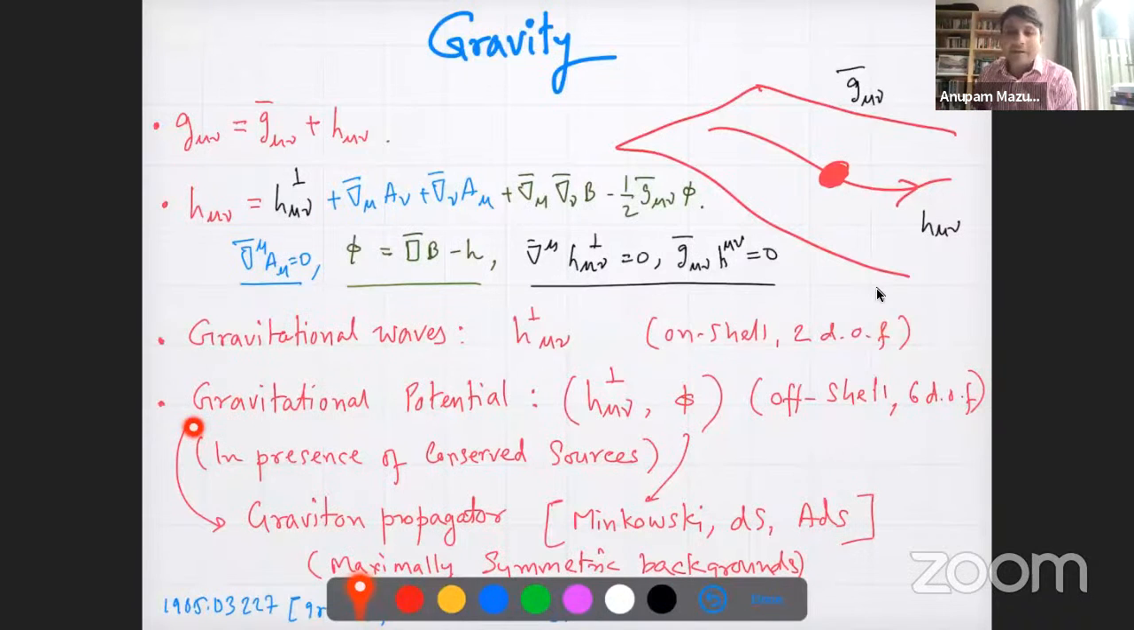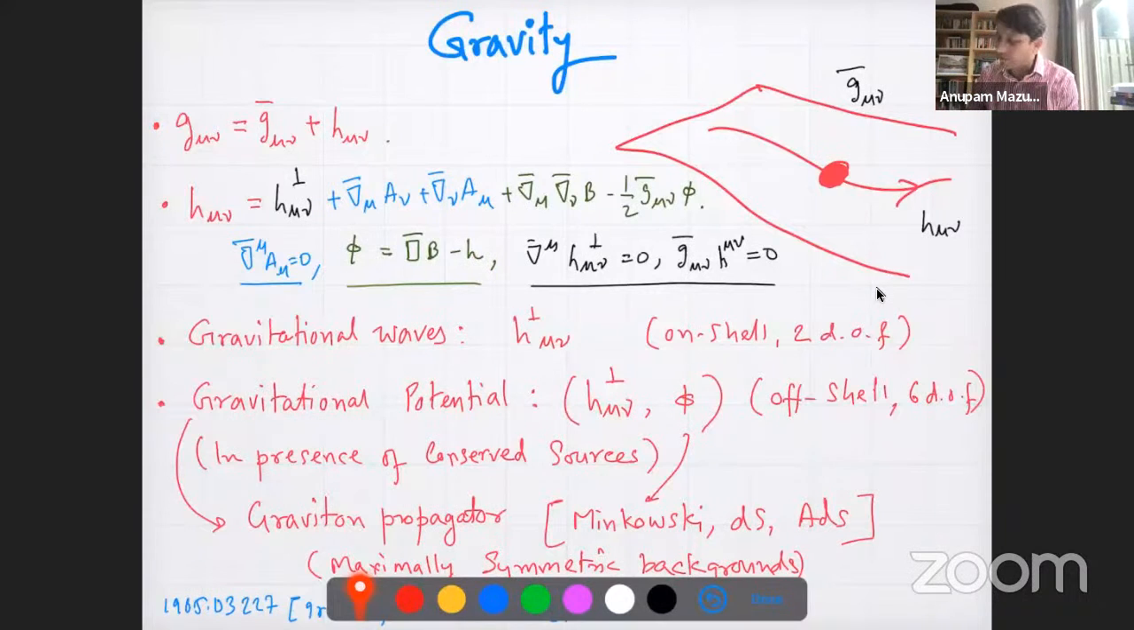When you talk about gravitational potential, when you're mediating gravitational potential in the presence of some conserved current, conserved sources, then you also talk about the off-shell degrees of freedom, and there you have both the h mu nu perp, which is the transverse traceless component, plus the scalar component, which propagates. And the scalar component is a combination of B and H, the 2 scalars. And these are 6 degrees of freedom, which propagate.